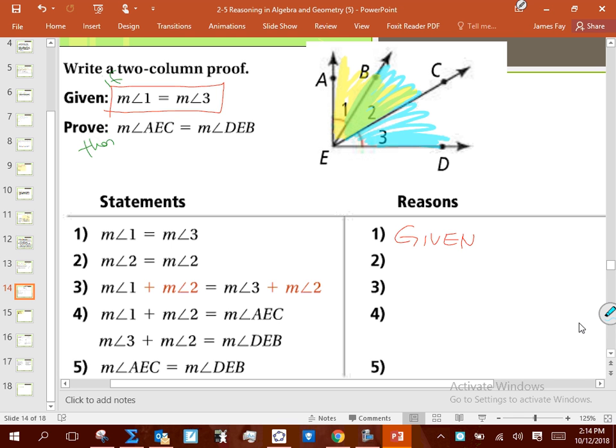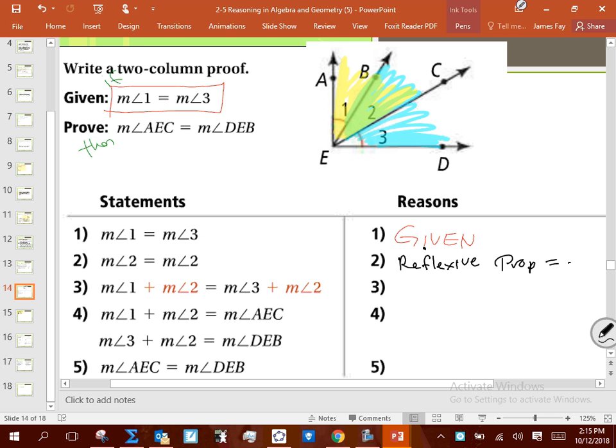So here's the thing. At statement number 2 here, they write measure of angle 2 equals measure of angle 2. You remember yesterday what property that is? Yeah, that's the reflexive property. So we have the reflexive property of equality.